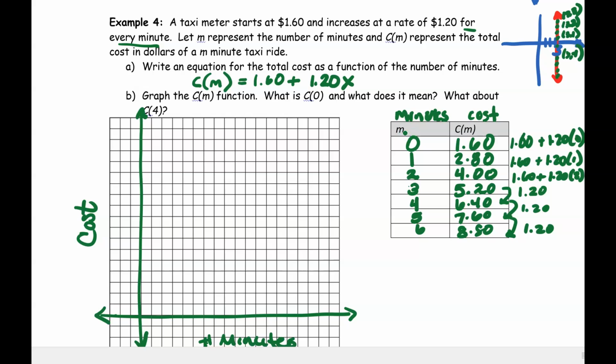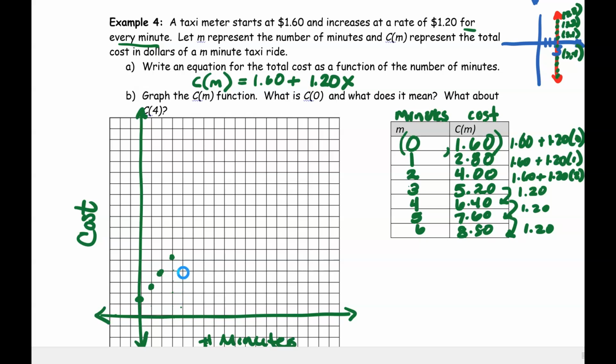All of these numbers in the table are coordinate pairs. So 0, comma, $1.60. So there's my first point. 1, comma, 2.80. 2, comma, 4. 1, 2, 3, 4. 3, comma, 5.20. 1, 2, 3, 4, 5, and a little bit more. 4 is going to be 1, 2, 3, 4, and then 6.40.